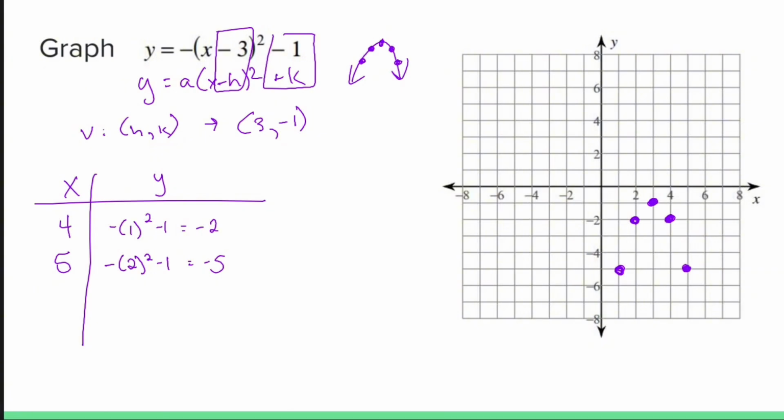And that's enough information for me to draw a nice looking graph. Nice little curve there. I'm not the best at drawing these things, so bear with me. But I'll take a little bit of credit for that. That's not so bad. That's how you do it.